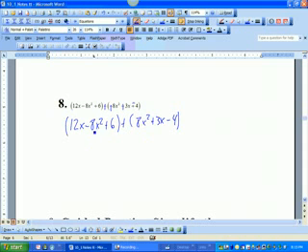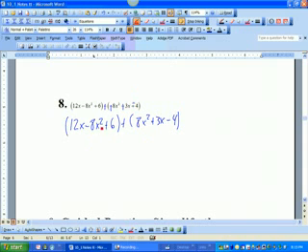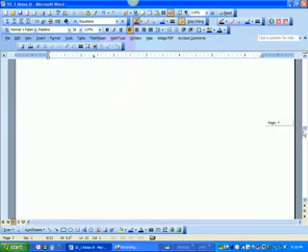Now, add your like terms. I'll start with the biggest exponent. Notice negative 8x squared plus positive 8x squared, they cancel each other out. I don't have to worry about the squared terms here. Then I'll do my x's. 12x plus 3x is 15x. 6 minus 4 is plus 2. I'm done with that problem. 15x plus 2. Then I want you to try to do number 9.